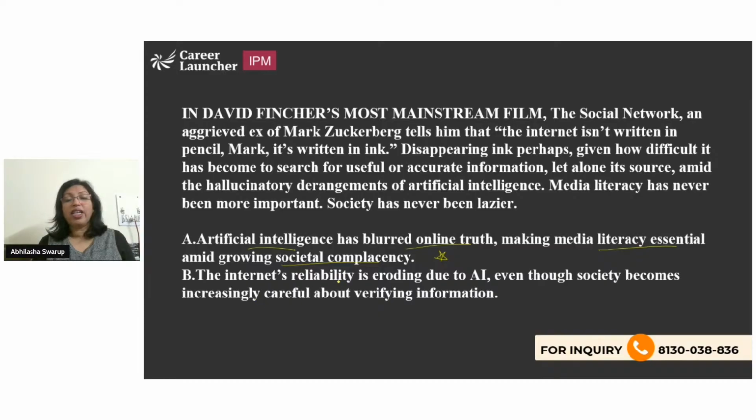The internet's reliability is eroding due to AI. Okay, so the internet is less reliable now because of AI, even though society becomes increasingly careful about verifying information. Now, this of course is false. Why? Because the author has said society has never been lazier. So they are probably very careless about verifying information. So this second part of the option is actually false, right? And therefore B cannot be the right answer. So A has to be the right answer. And therefore, I do hope you did get A as the right answer.